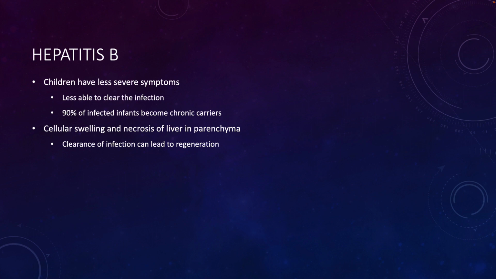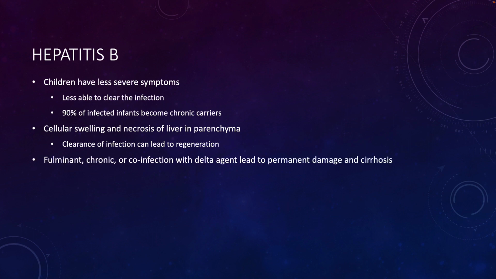So with fulminant, like that abrupt onset hepatitis, with chronic hepatitis, with co-infection with that hepatitis D or delta agent, we can see permanent damage to the liver, and we can see cirrhosis, like destruction of parts of the liver.